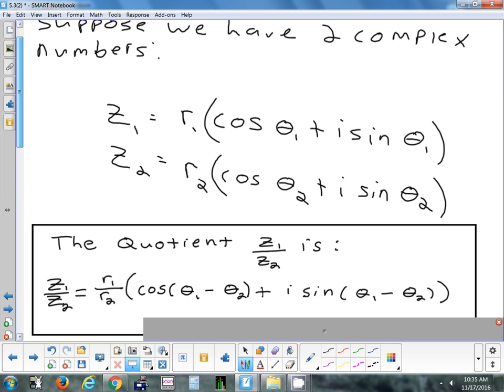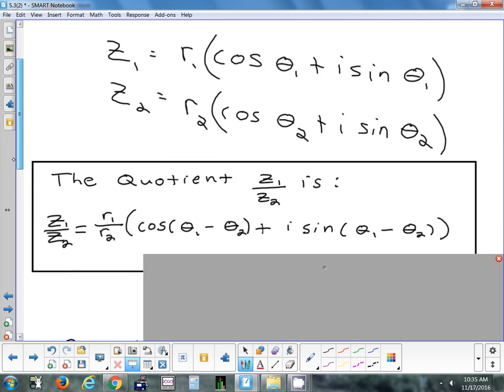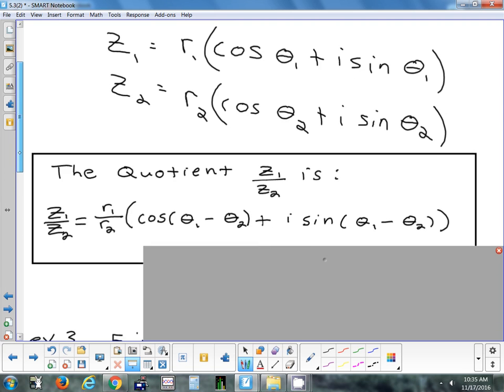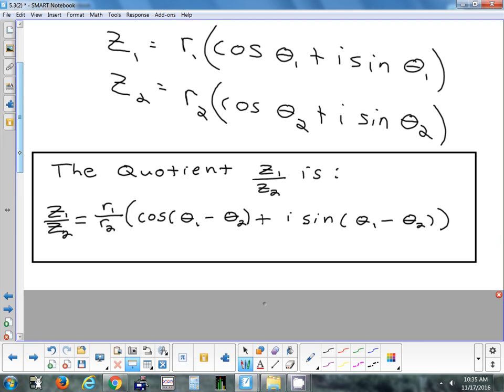With addition, it's not as important if you do it in the right order, because think of when you add two numbers. If you mess up the order, that doesn't change your answer. But if you mess up the order when you subtract, that will change your answer. Okay, so any question on that formula?